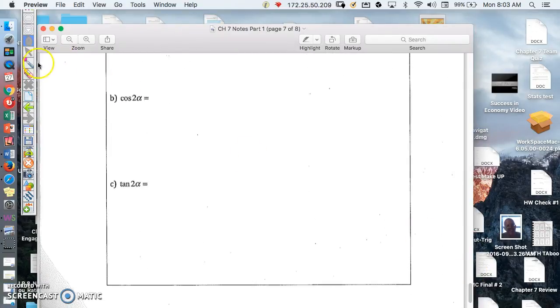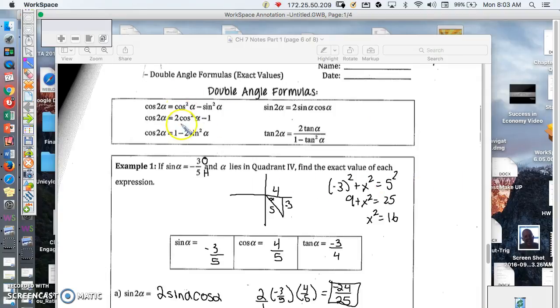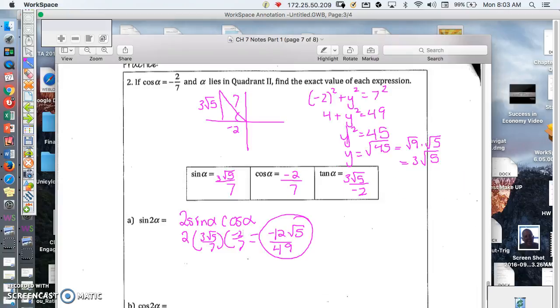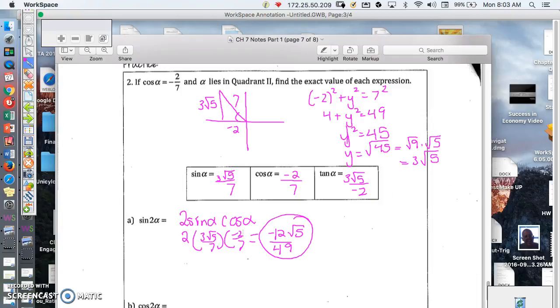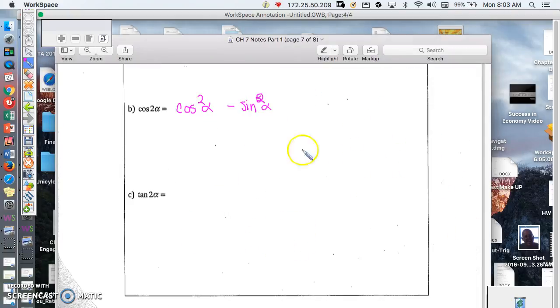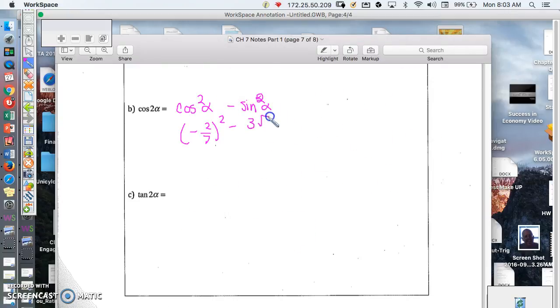Now our next one here, again, we could use any one of these formulas. It really doesn't matter. We used this top one before, so if we use that again, we have cosine squared minus sine squared. So again, our cosine, what was it? Negative 2/7, minus, let's see, 3 square root of 5.